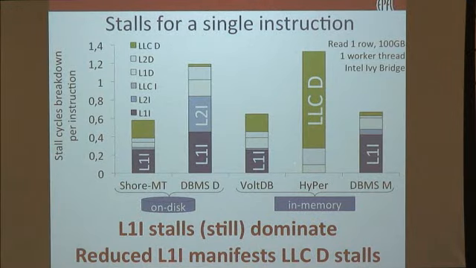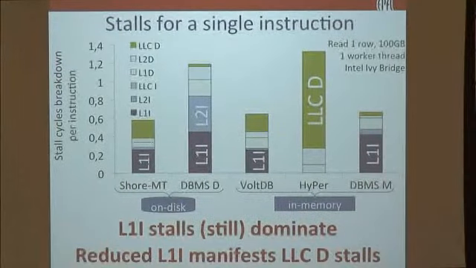Now let's look at what those stalls are for the 3 main memory systems to understand the behavior better. If you look at VoltDB and DBMS-M, you see that L1 instruction stalls are still the main components, just like the disk-based systems. This tells us that to execute one instruction, most of the time you don't find the instruction in the L1 cache, and you wait to bring it from memory or the L2 cache to the L1 cache. This tells us VoltDB and DBMS-M instruction footprints are still significantly complex, so they majorly suffer from L1 instruction stalls.